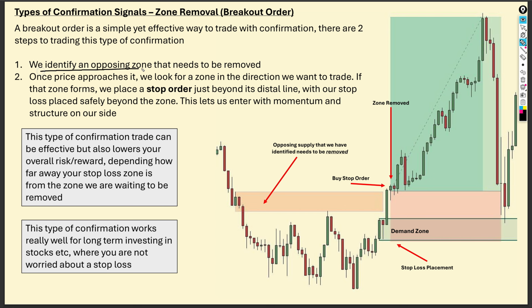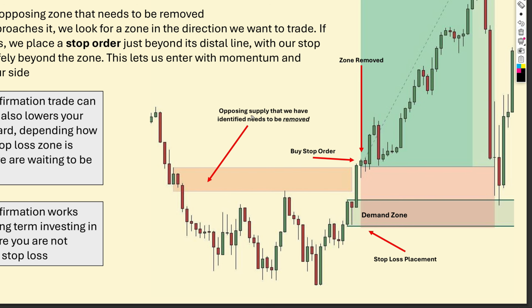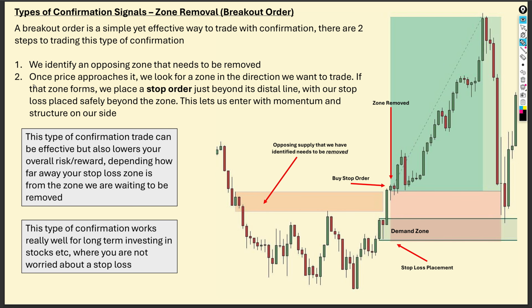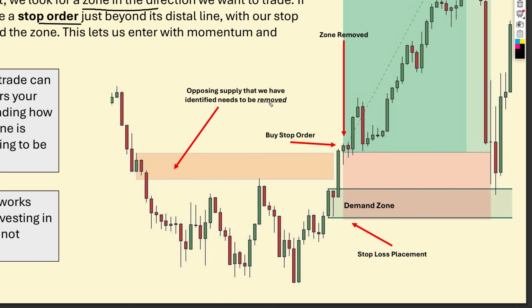First, we need to identify an opposing zone that needs to be removed. So down here, we identified our opposing zone that needed to be removed. And then our step number 2 is once price approaches it, we are looking for a zone in our direction we want to trade with. And if that zone forms, we simply place a stop order just beyond the distal line. So a stop limit order right here with our stop loss below the demand zone.